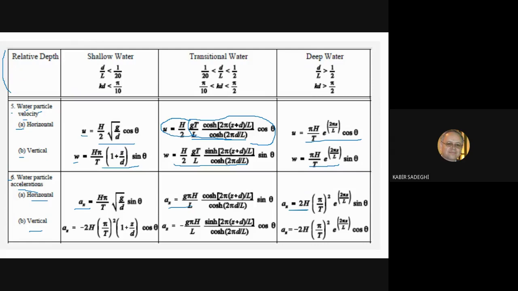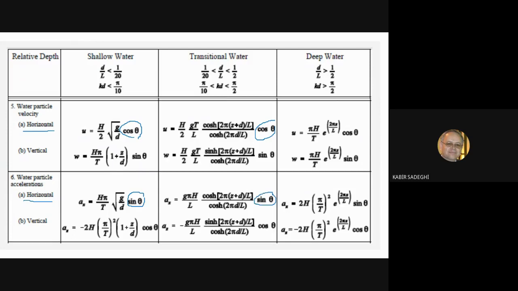Something that we should pay attention to again, since horizontal acceleration is the derivative of horizontal velocity, the derivative of cosine is sine. Derivative of cosine, it's sine, no problem at all. Here again, derivative of cosine is sine, because that depends on x and location.